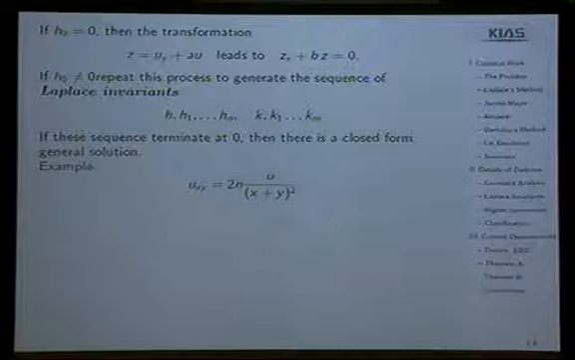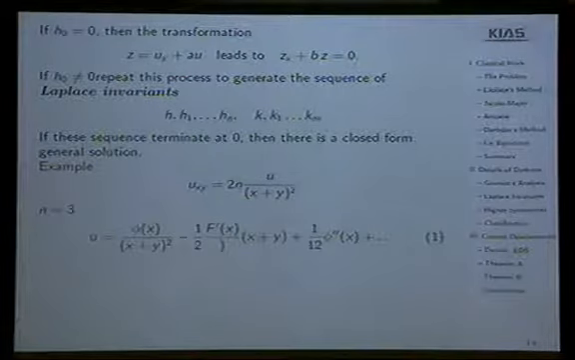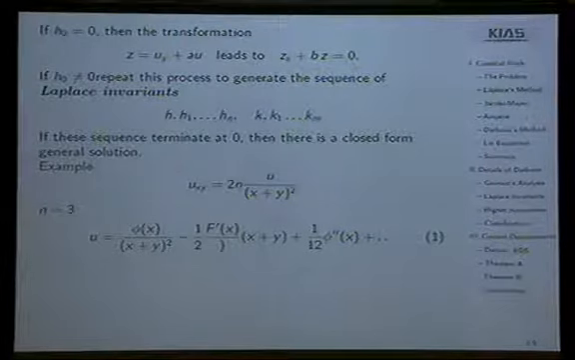And a famous, standard and easy example is this equation right here: u_xy equals 2n u over (x plus y) squared. If you calculate the invariants for this, h0, h1, they all turn out to be just different coefficients times (x plus y) squared. And if you go through this process n times, you'll find that hn is 0 and kn is 0. And so you're guaranteed to be able to write down a closed form solution. And here's what it looks like for n equals 3. It's an arbitrary function, whoops, phi, this should be a phi here, phi of x, a derivative of phi, and another derivative of phi. And so that gives you a little bit of an idea of what these closed form solutions look like.